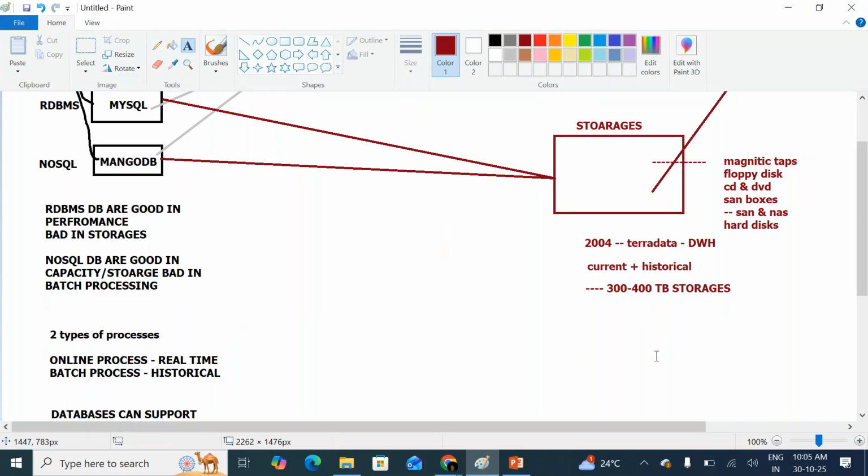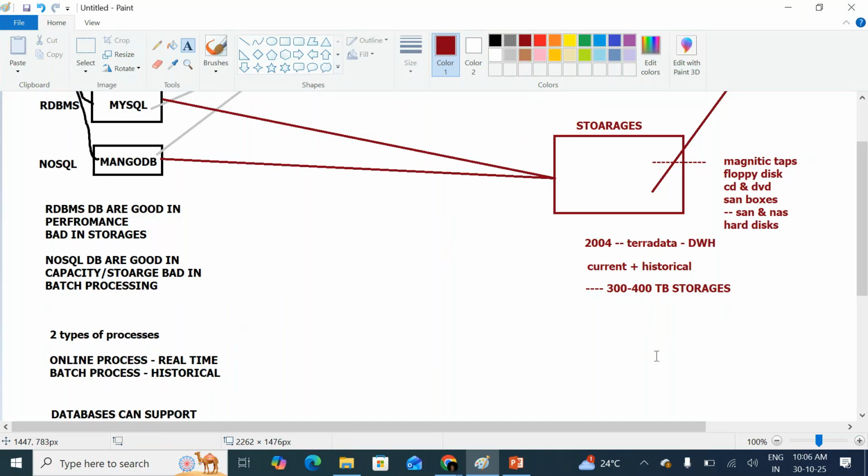So now, 300 to 400 around that. This is the capacity they can maintain. But if it is 10 years, 300, okay. If it is 20 years of HDFC Bank, 300 to 400 TB won't be supported. So again, people are facing a problem maintaining that huge storage capability.